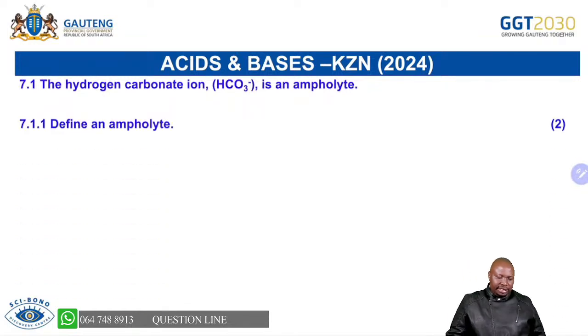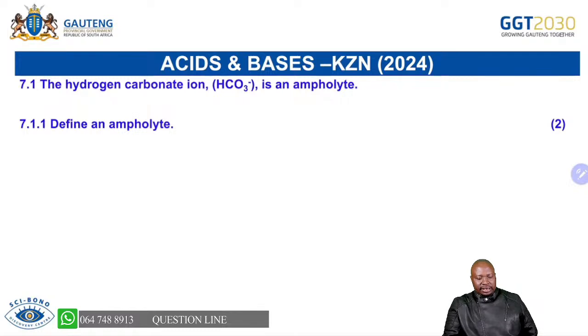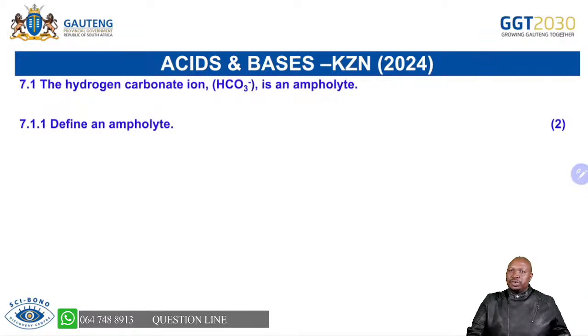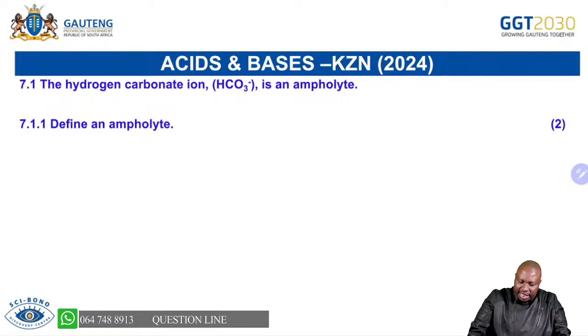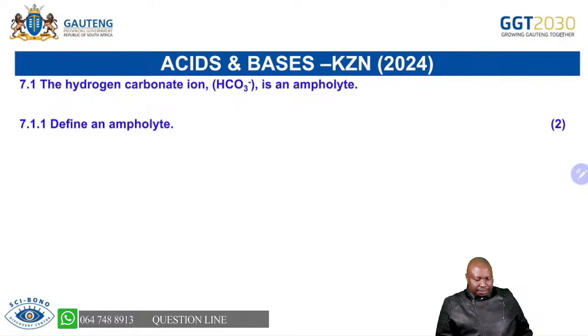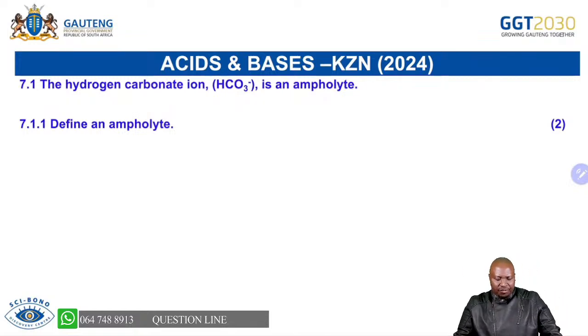It starts like this. They say the hydrogen carbonate ion, which is HCO3 minus, is an ampholyte. So they are telling you that HCO3 minus is an ampholyte. The first step, they are saying, define an ampholyte. Sometimes they'll say it's ambiprotic. So you must know all those names that refer to an ampholyte.